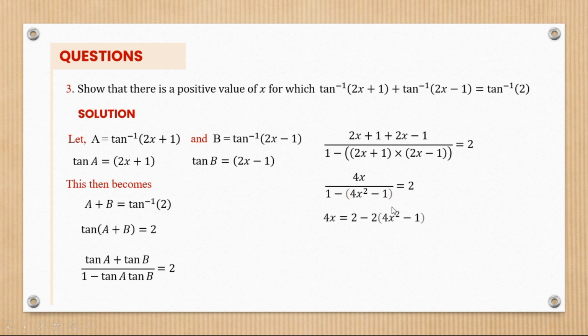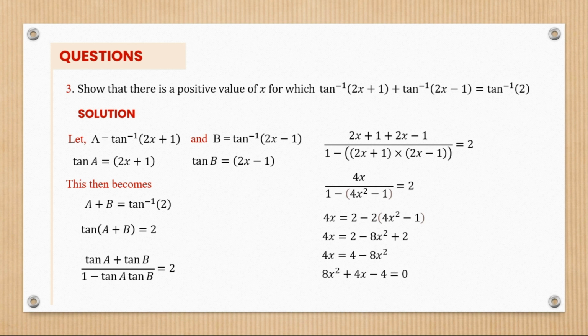Now next, I'll cross multiply. So when I cross multiply, I'll have 4x being equal to 2 minus 2 into bracket 4x squared minus 1. The next step is I can open these brackets and I'll have negative 8x squared plus 2, as you can see right here, so there'll be a change of sign. Alright, so next I can add this 2 and this 2 together and I'll have 4. So I end up having 4x being equal to 4 minus 8x squared. Then if I organize this to have a quadratic equation, I'll have 8x squared plus 4x minus 4 being equal to 0.